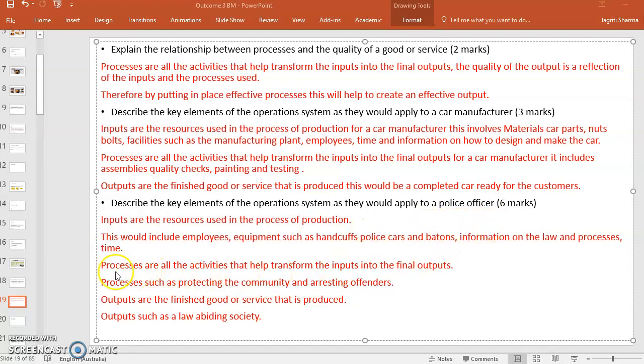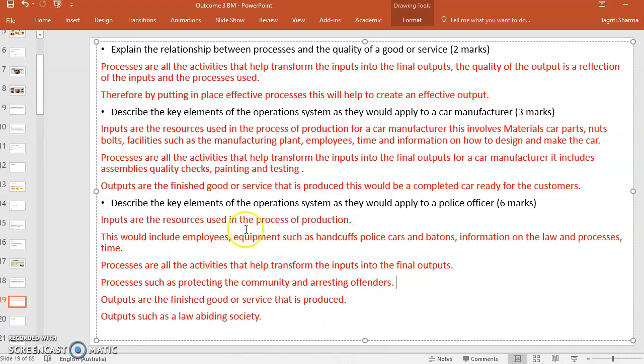Now processes are all the activities that help transform the inputs into the final outputs. Processes such as protecting the community and arresting offenders. So these are the processes. Now outputs are the finished good or service that is produced. Outputs such as a law-abiding society, so lesser crime. If the police are doing their work effectively, there is going to be a law-abiding society, so everyone's going to follow the rules and regulations.